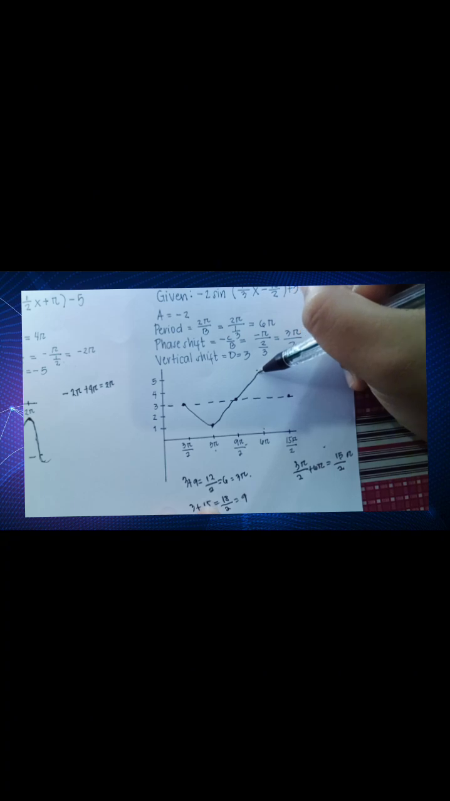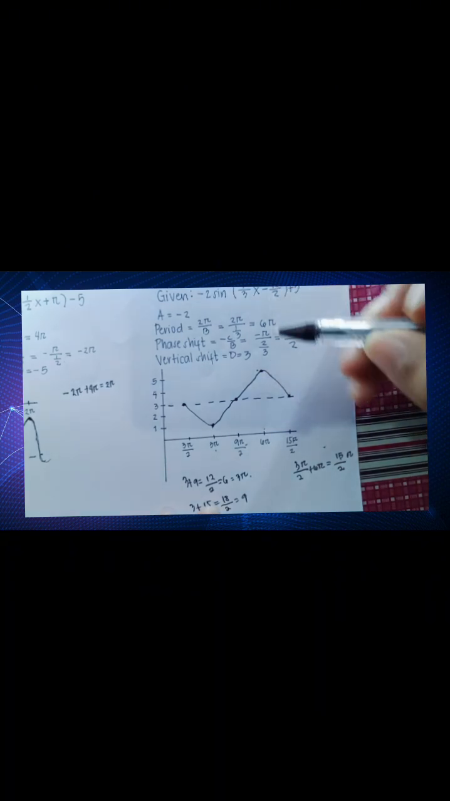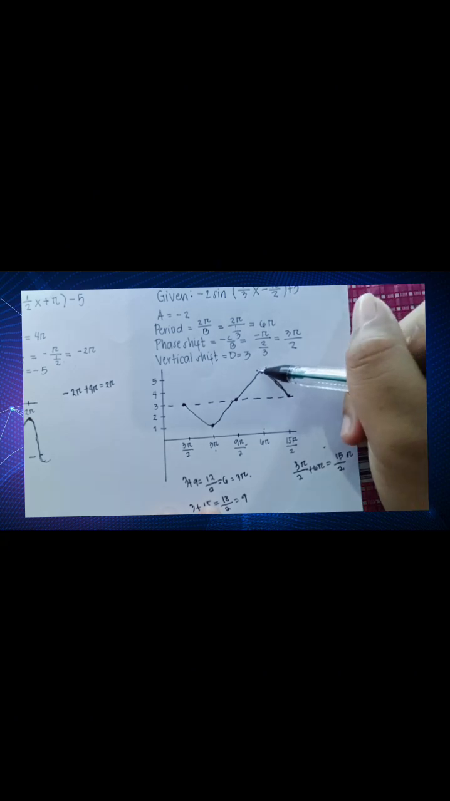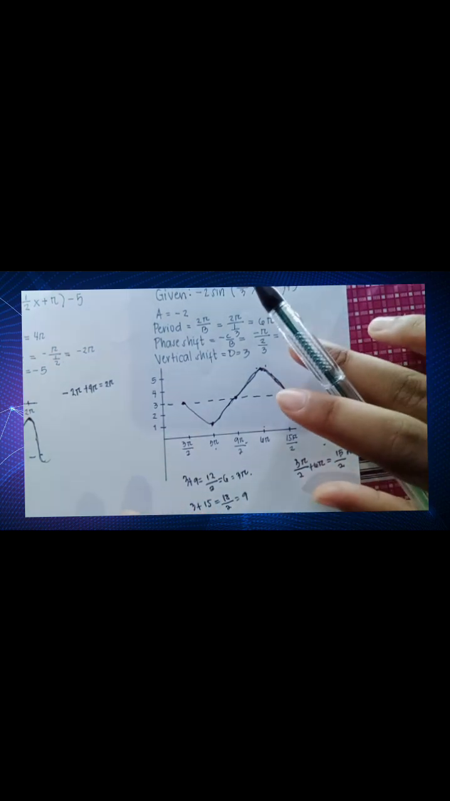So let's draw and trace the point. So that is our wave for this example number 6. That's all for the graph and example number 6. I'm sorry again for my drawing.